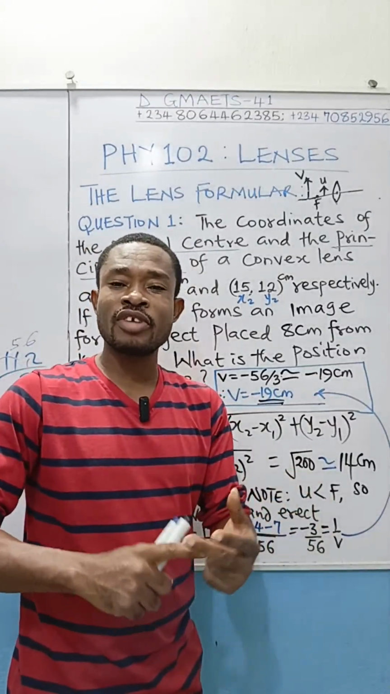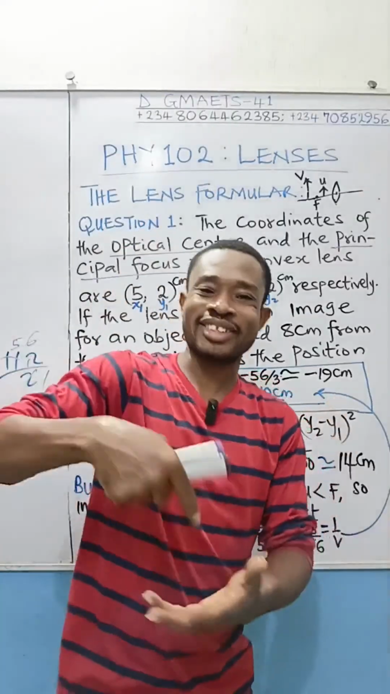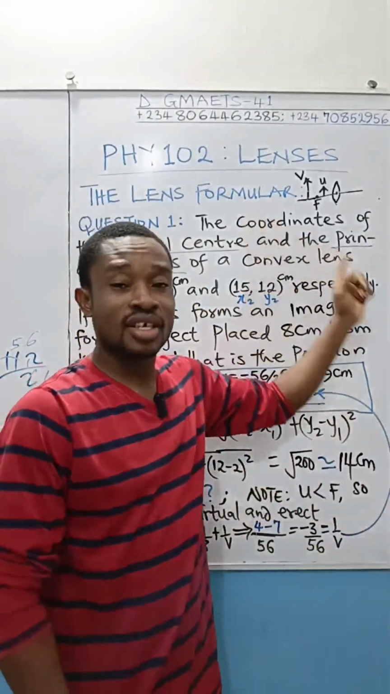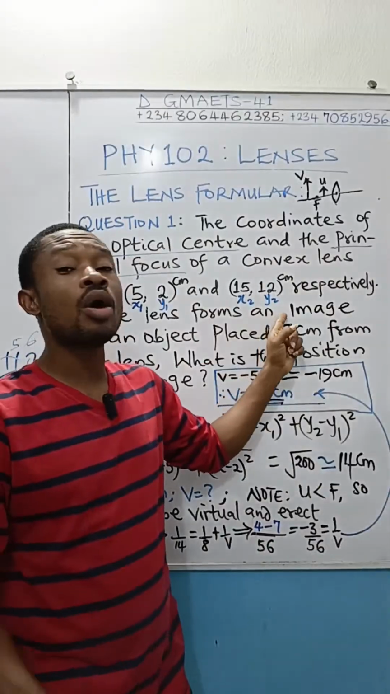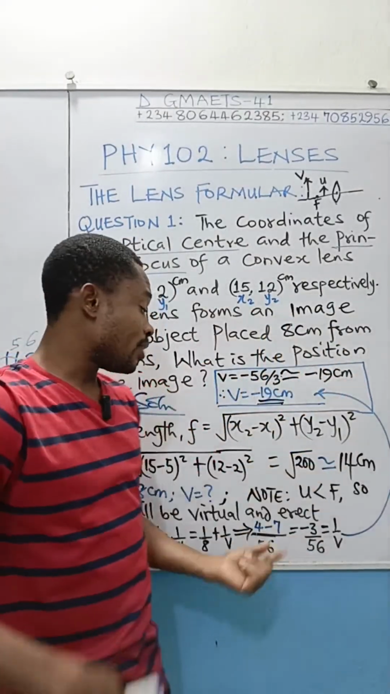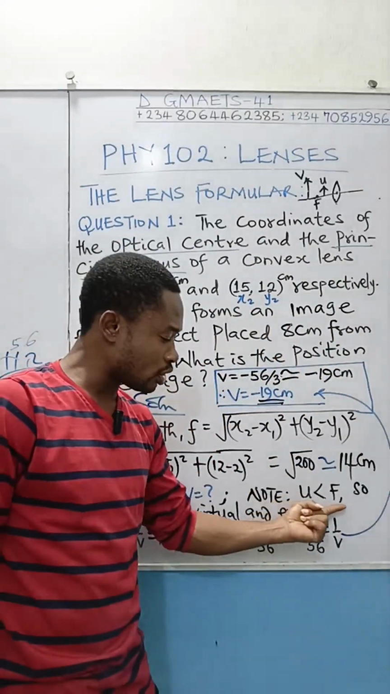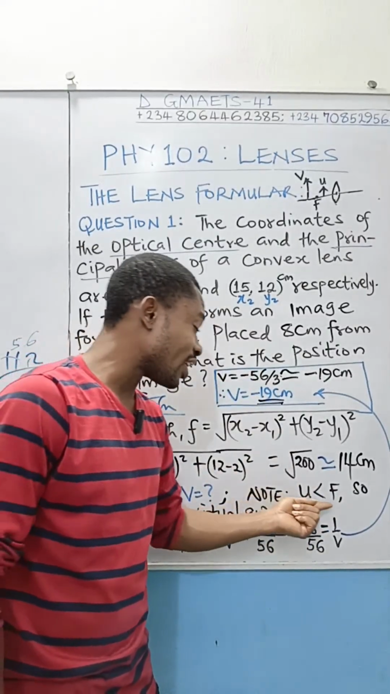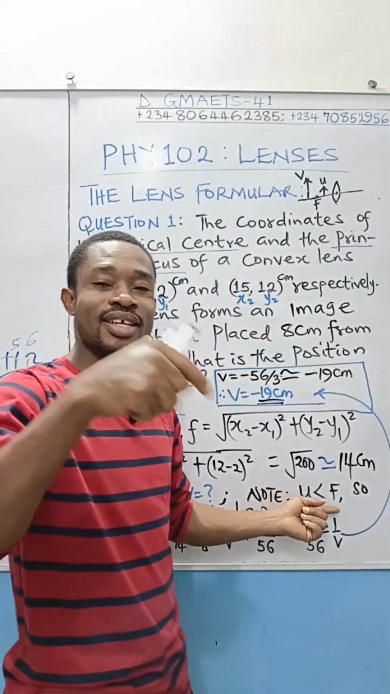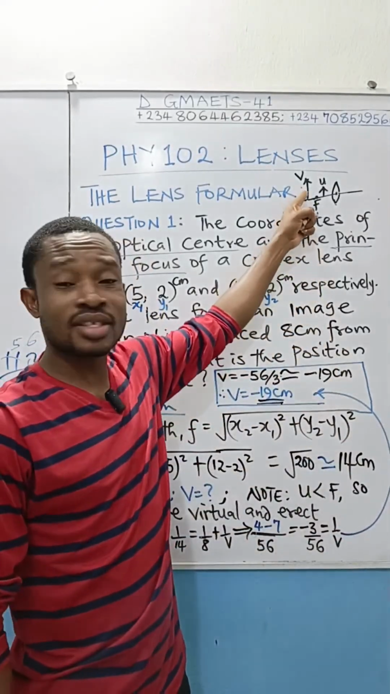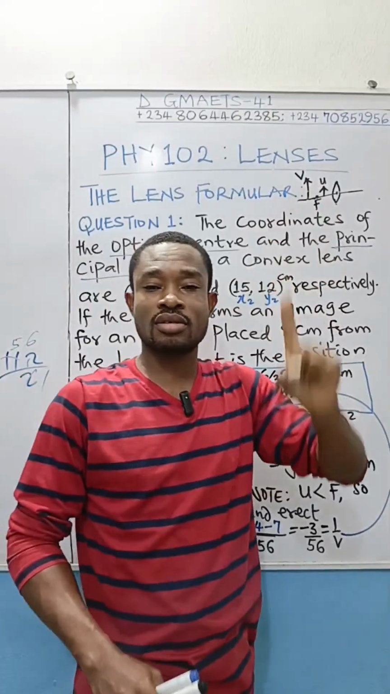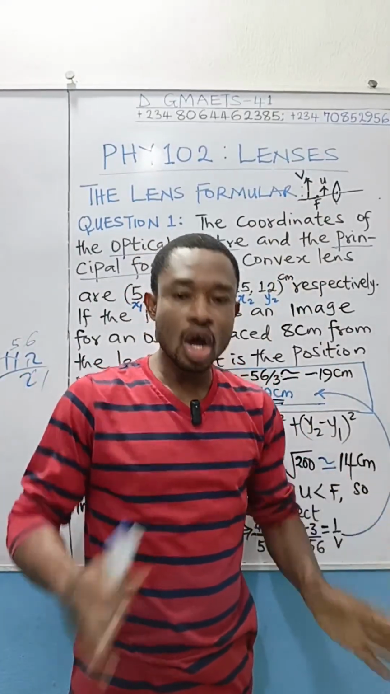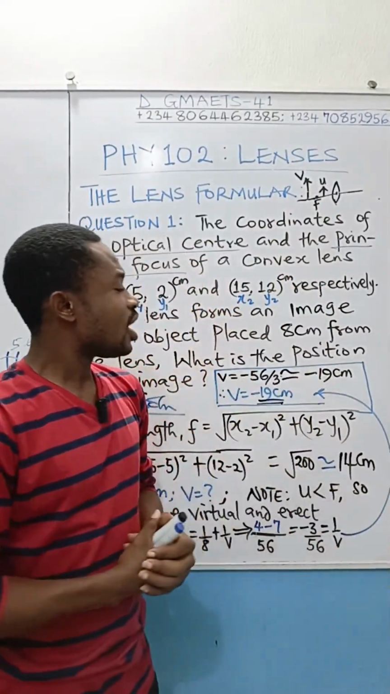Then, in terms of whether the image is erect or inverted, the image is erect. Generally, a convex lens forms an inverted image. But because of this singular factor, I always direct you back to U less than F for this question. Because the object distance is less than the focal length, the image will be upright, erect. It will not be inverted, as we know about a convex lens.